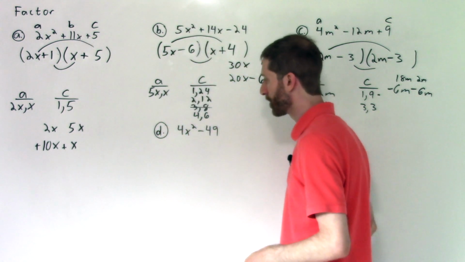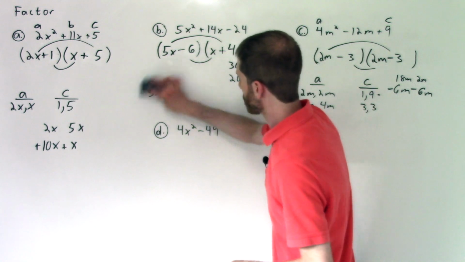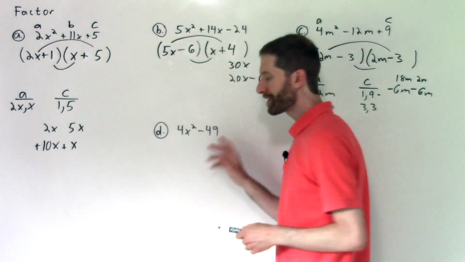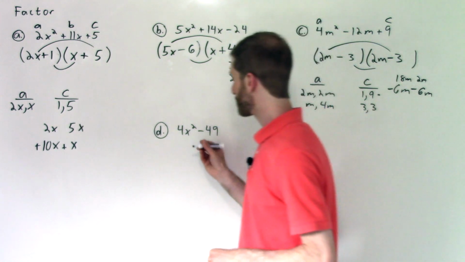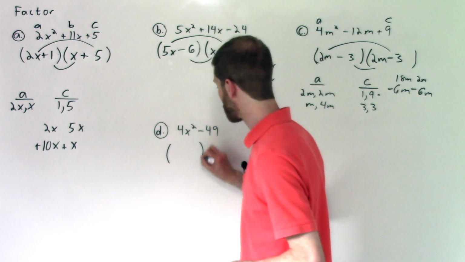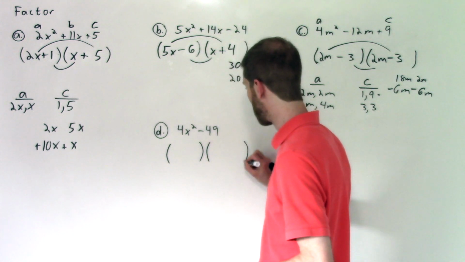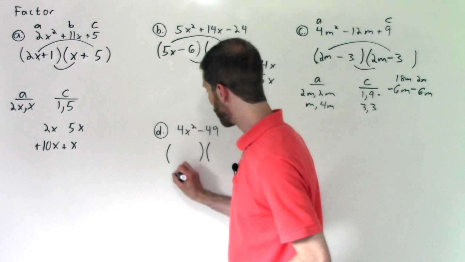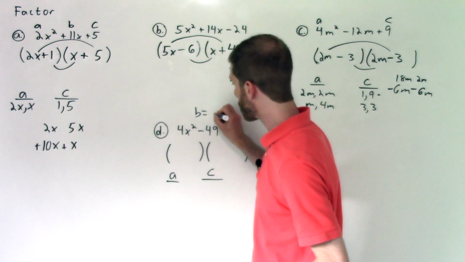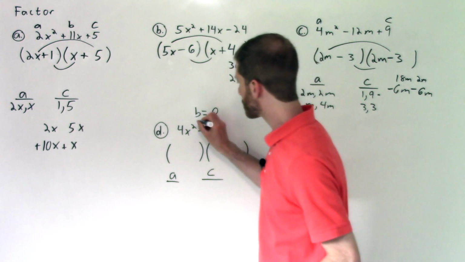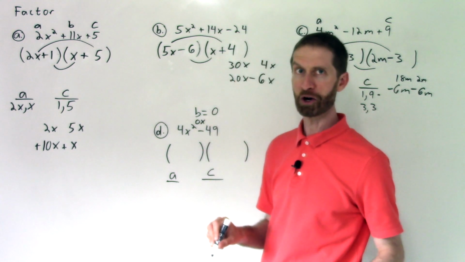Now this last one here, I'm going to erase the work here. It's a little more highlighted. We actually have a difference of 2 squares. It's actually pretty important you notice that, because it speeds things up. So I included this one in here just to show you how we can speed it up a bit. So we have here A and C, but our B term is equal to 0, right? This technically, there's a little 0x right in there.